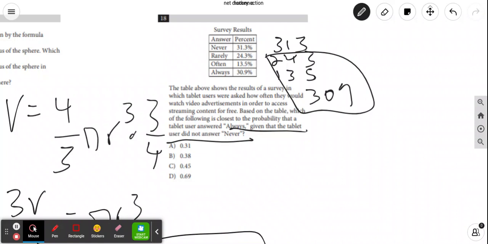So 243 plus 135 plus 309. It's not 307, sorry, it's 309. Change that from up there and convert into a decimal. Make sure you type in your numbers correctly. I put my numbers in wrong and I didn't get an answer here. But make sure you type your numbers in right. The answer should be C.